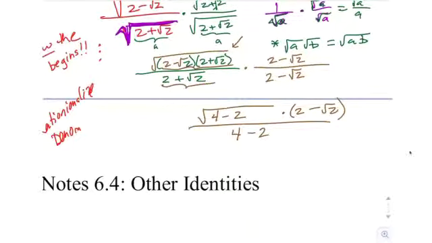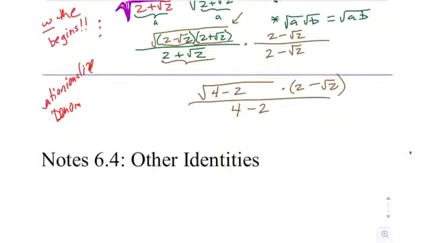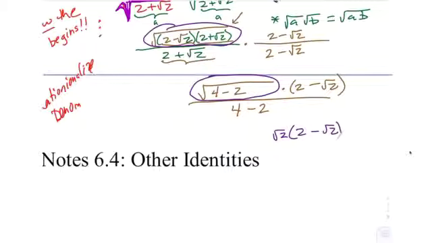Hang in there. We are so close to finishing. All right, so in the top, after we expand these conjugates, we're left with that. Pretty impressive. 4 minus 2 is 2, so we're left with the square root of 2 times 2 minus the square root of 2, all over 2. Okay, so we've met the first two requirements.